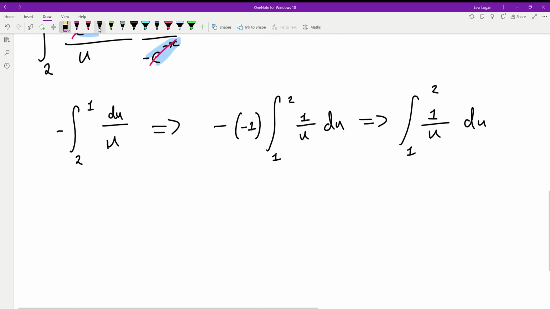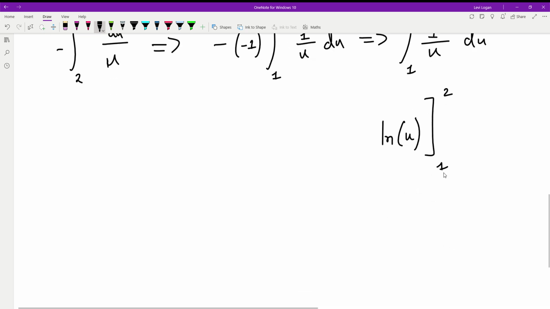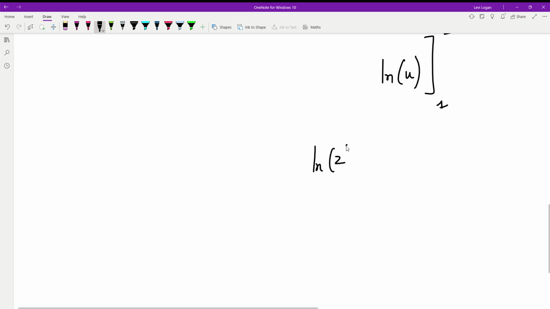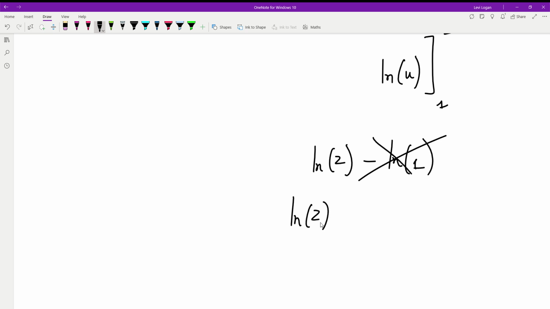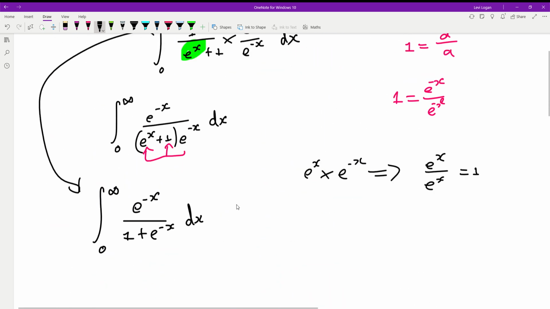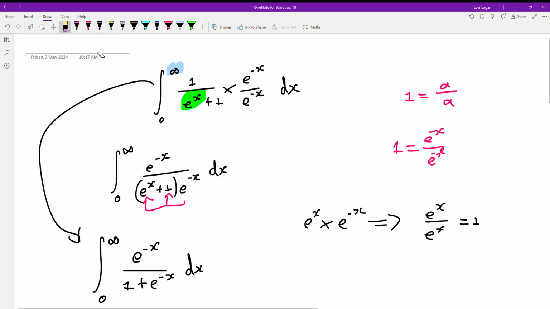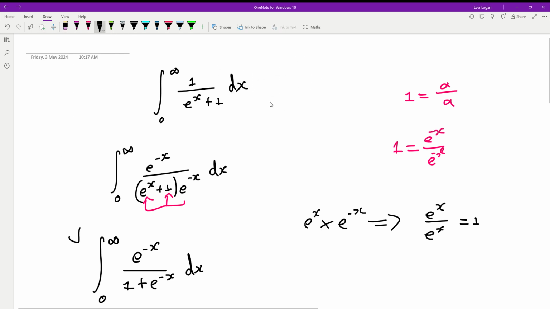So we can see here this is just going to be natural log of u with the bounds 1 to 2. And we can substitute in 2 and 1. So you have natural log of 2 minus natural log of 1. We know natural log of 1 is 0, so the correct answer would be natural log of 2. And that's about it for this integral. So if I get rid of the colors, and this big line here, this integral here is equal to natural log of 2.